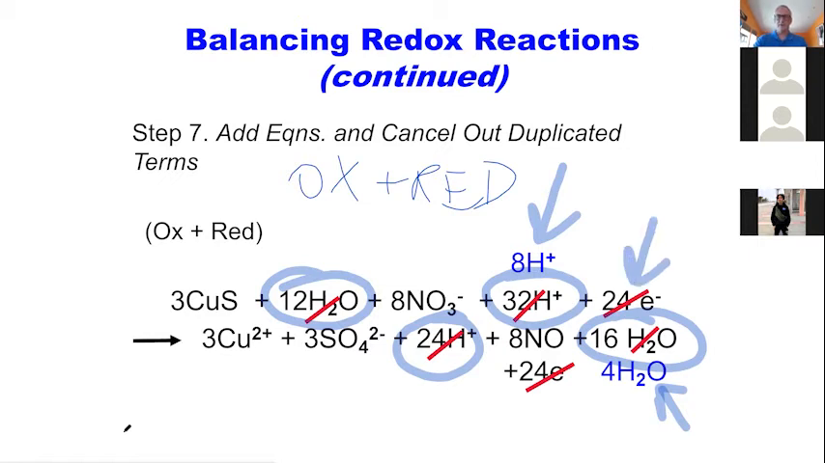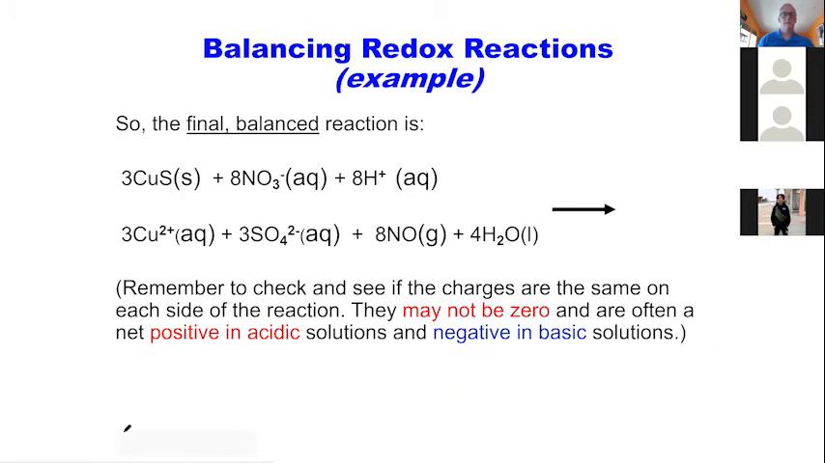The electrons cancel out, which they should. And then what we're left with is our final reaction: 3 copper sulfates plus 8 nitrate ions plus 8 protons make 3 copper ions, 3 sulfate ions, 8 nitrogen monoxides, and 4 waters.